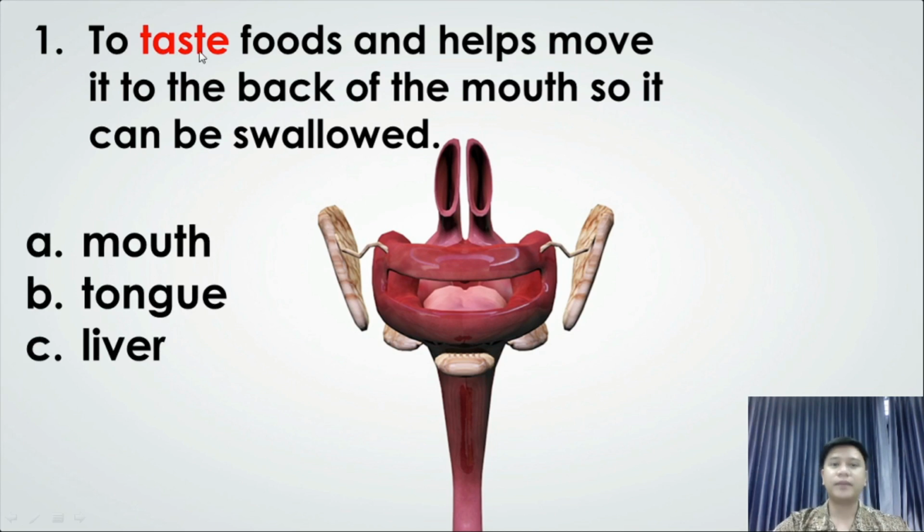To taste foods and helps move it to the back of the mouth so it can be swallowed. So taste, what do you mean? Taste. So remember the word taste. Now can you spell taste? T-A-S-T-E. Taste. Very good. How about swallowed? What do you mean by swallowed? Swallowed means swallowed. Okay? Swallowed.